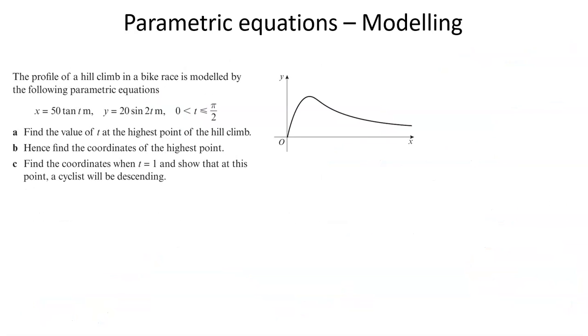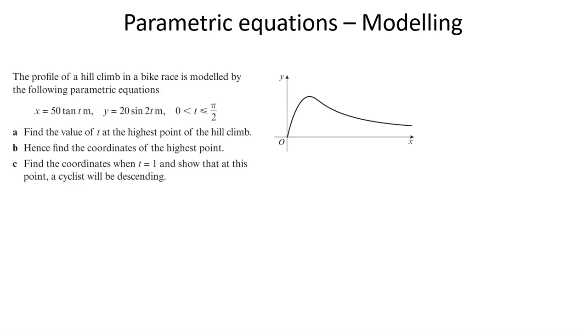Indeed, let's move on to my second example. We've got the profile of a hill climb in a bike race, and it's modelled by the following parametric equations. I presume these m's here are meters rather than a variable. If they were a variable, they'd probably be italic. See how the x, the t, and the y are in italic, but the m isn't. So I'm pretty sure that's meters for the height and the horizontal distance of this hill, this climb that we're doing.